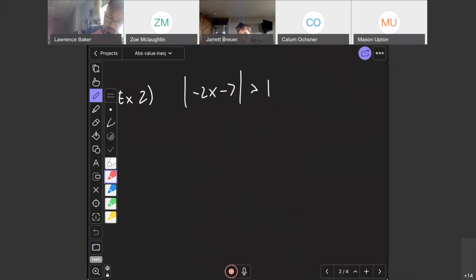And the first thing I want to do is split the problem into two. The first one stays pretty much the same as it was, just the bars go away. The second one, what was inside the bars doesn't change, but now I need to flip the symbol and the sign on the number.